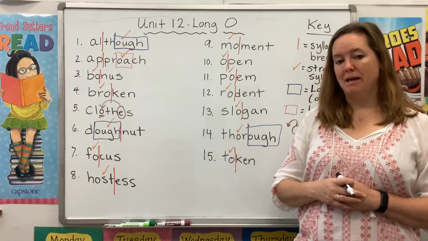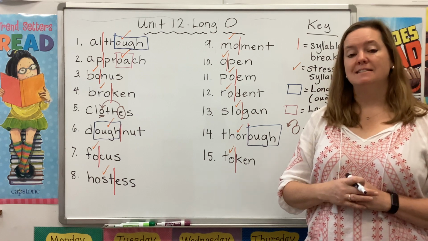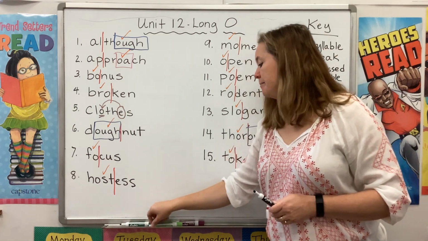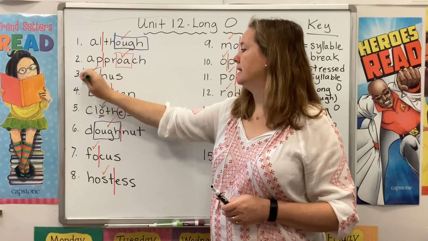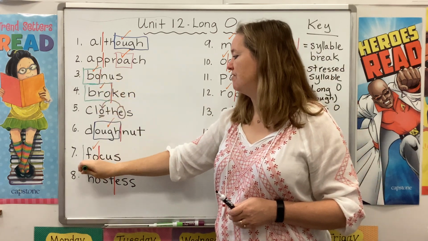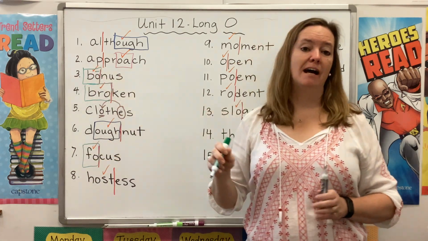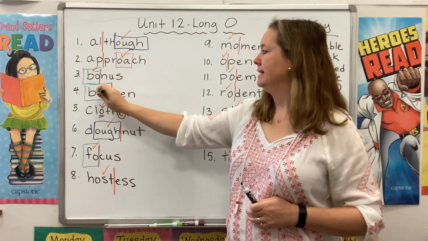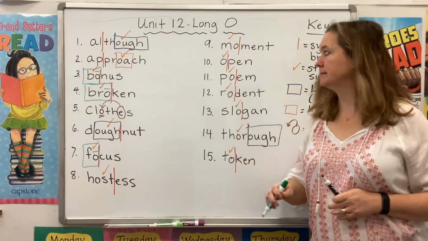Our third way to make a vowel say its name is to use an open syllable, and this is definitely the most common method when we get to bigger words. So if you look at bonus and broken and focus, you'll notice they all end with the letter O saying its name. So bonus, broken, and focus.